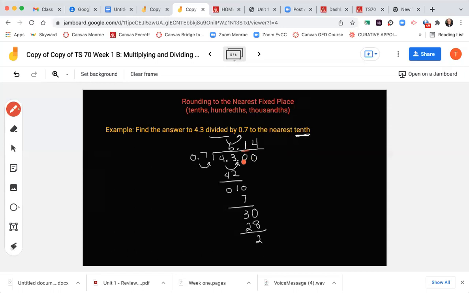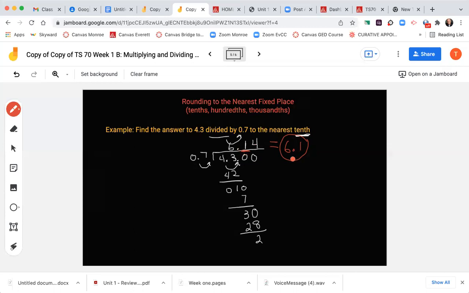And the rule is when you're rounding, I taught you this already, I hope, underline the number. Step 1, step 2, look to the right. If it's 5 or more, you round up. It's not, it's a 4. So my final answer equals 6.1. And that's my final answer. I'm just circling it. That is rounded to the nearest 10th place as an answer.